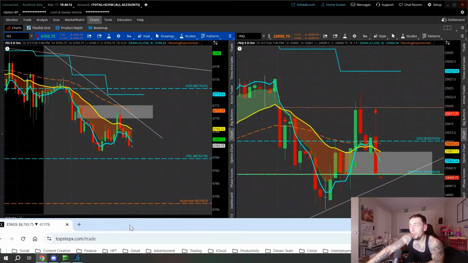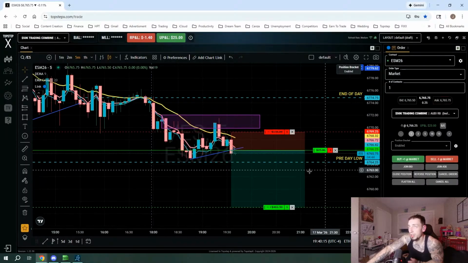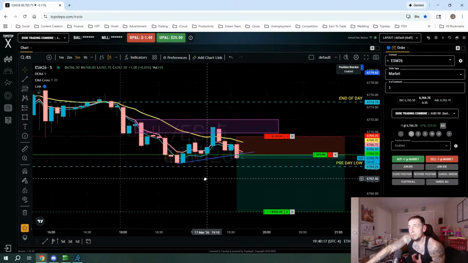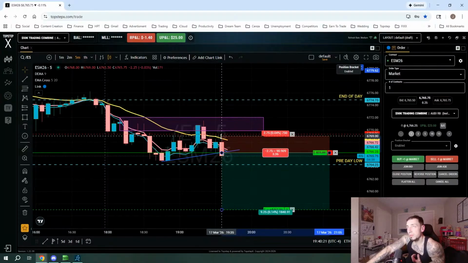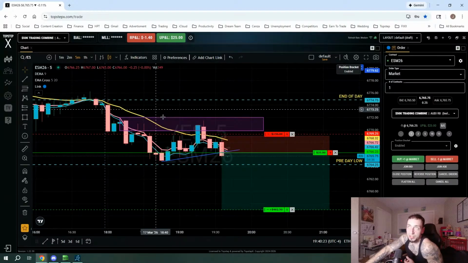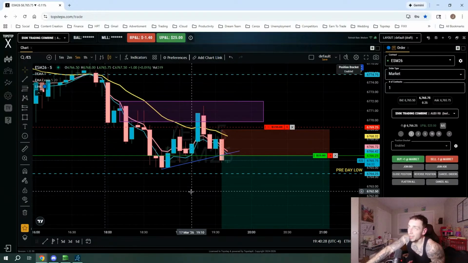Ooh, look at NQ, bro. NQ's looking super, super bearish. I like this trade. I like it. I like them all, though.